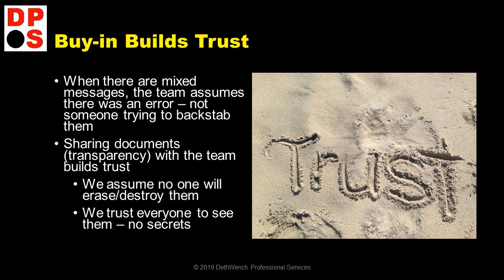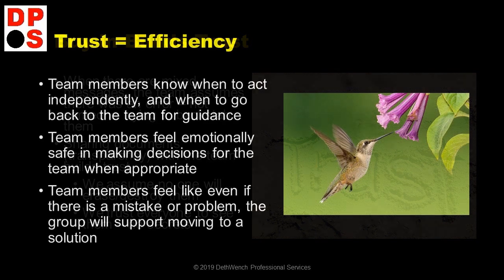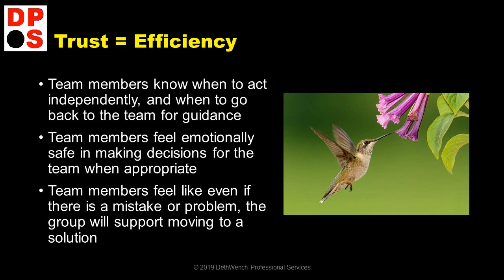And the reason we want buy-in is we want to build trust. Mixed messages compromise trust in academia, where people are often trying to backstab each other to get ahead. Honest mistakes are not always seen that way. By sharing documents and other items across the team, you can guard against this mixed message phenomenon. That way, if there are mistakes, the team members can feel emotionally safe and simply assume that it was a mistake, not that someone, especially a team member, was trying to backstab them. We have transparency because we want buy-in, and we want buy-in because that leads to trust.